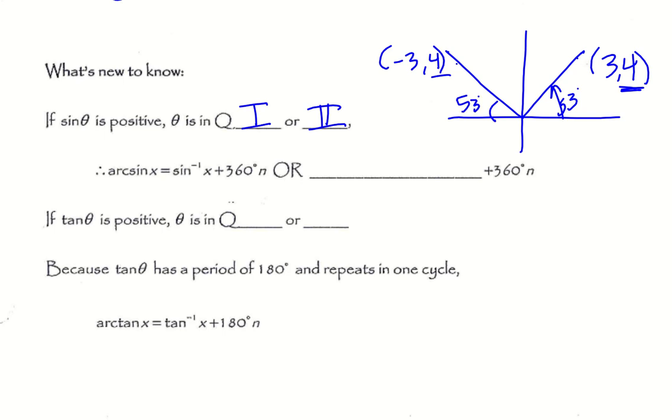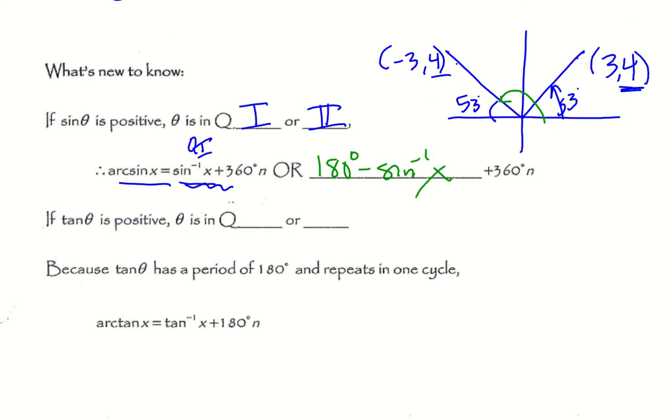So if the sine of theta is positive, then the arc sine, the inverse sine, is the angle whose sine is that value. This is our quadrant 1 angle, plus 360 degrees n. Or we want this angle right here, which would be 180 degrees minus 53. So our other possibility is 180 degrees minus the inverse sine of x, plus 360.